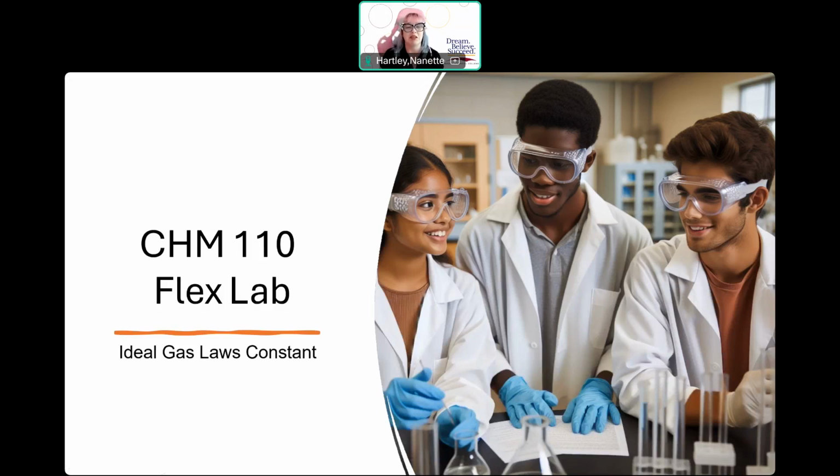So this is the information about this ideal gas law constant. Now, this is the first virtual lab that you are doing. I'm going to have a little bit more information when we get into ALEKS, but I wanted to talk about this particular lab first and why we're doing it and what it's about.